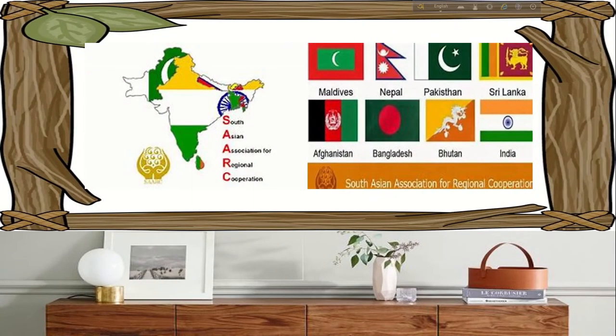Follow here the SAARC-based countries. This is the logo of SAARC. The full form of SAARC is South Asian Association for Regional Cooperation. And the names of the 8 countries: Maldives, Nepal, Pakistan, Sri Lanka, India, Bhutan, Bangladesh and Afghanistan.